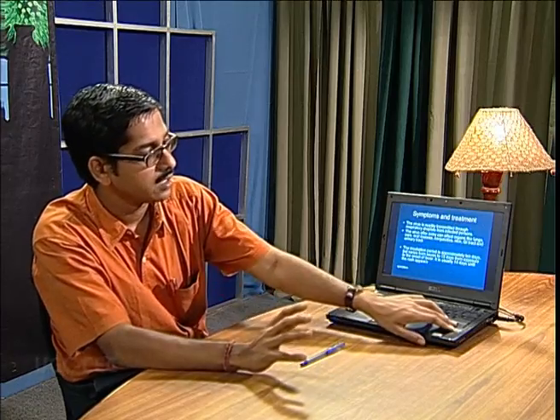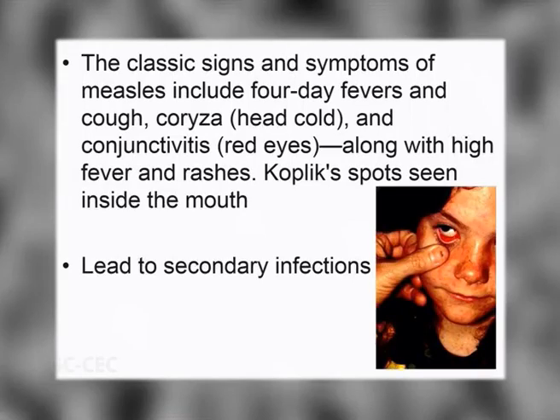Yes, we get some classical signs of measles, and the most important are a 4th day fever, a head cold, conjunctivitis, and then there are rashes and the Koplik spots. So what are the Koplik spots?